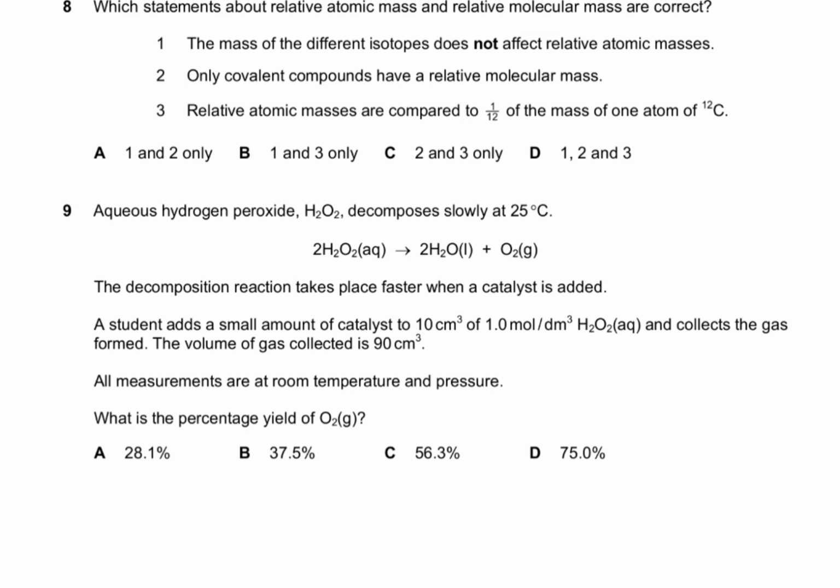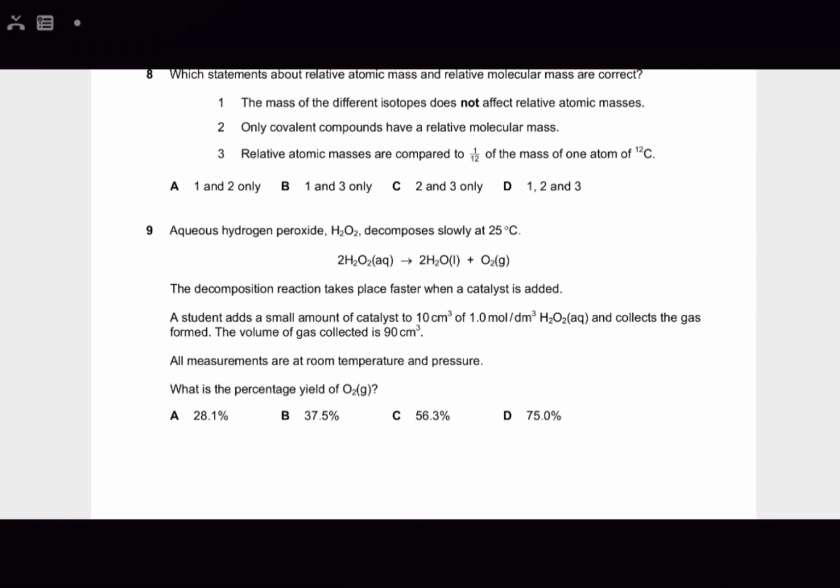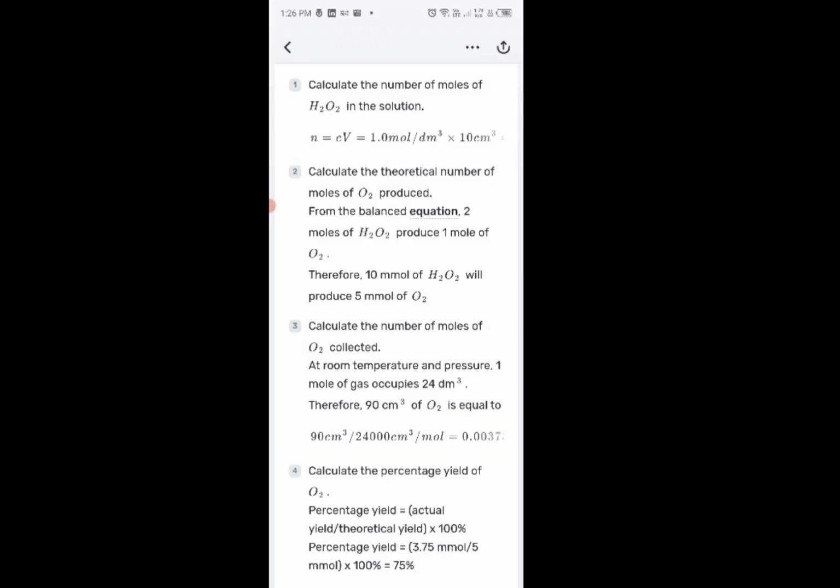Aqueous hydrogen peroxide decomposes and gives you oxygen and water. If you add the catalyst to 10 cm³ of 1 molar H2O2, 90 cm³ of gas is released, and you have to calculate the yield. Whenever you want to calculate the percentage yield, you need the theoretical and the actual values. So here we have the solution. You have to calculate the number of moles, and we don't have mass or molecular mass, so we multiply the concentration with the volume. So 1 into 10 gives you the answer.